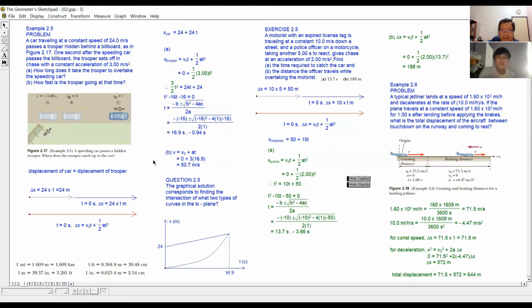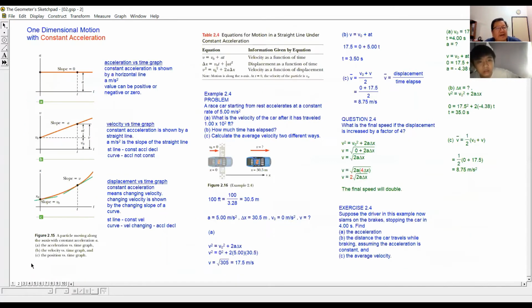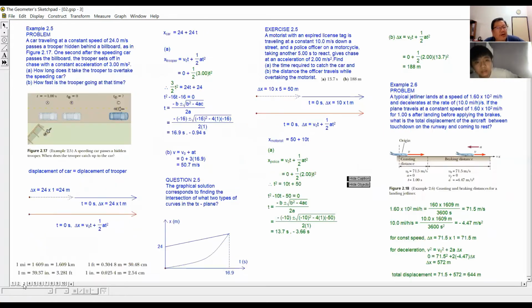For the next few questions, we are going to solve problems using these three equations. Now, for this problem, you read first, then I explain. Problem 2.5, this one.